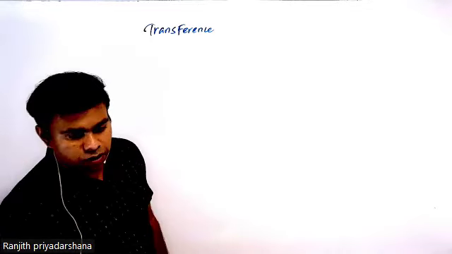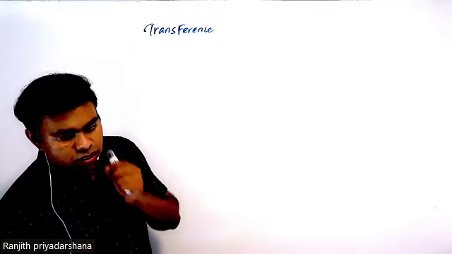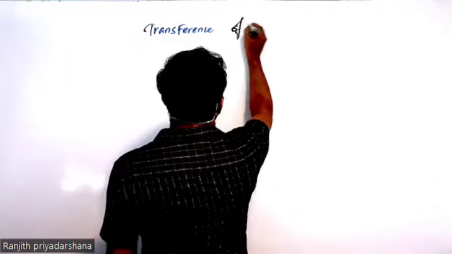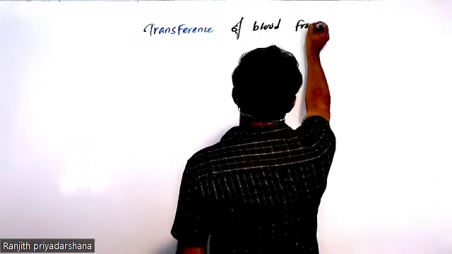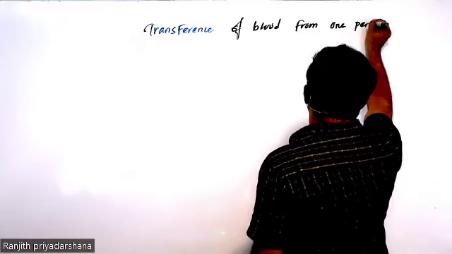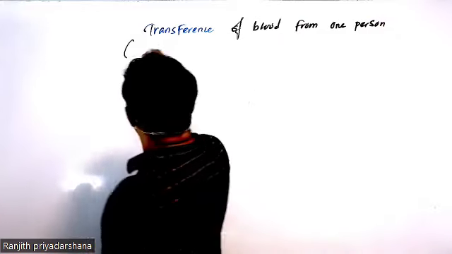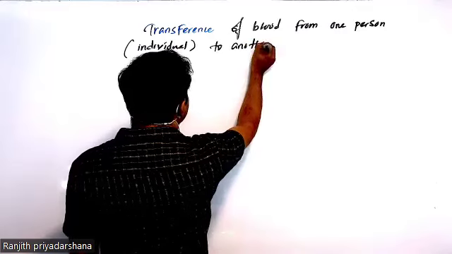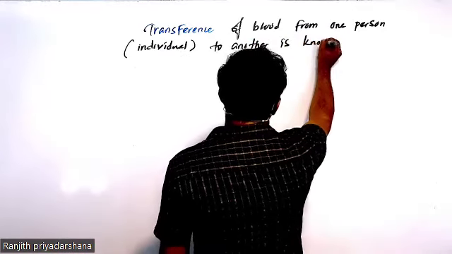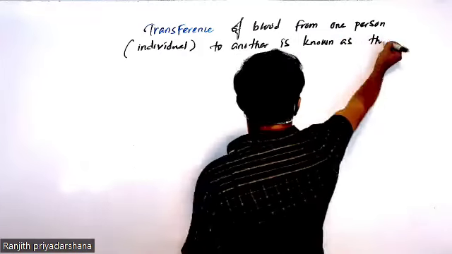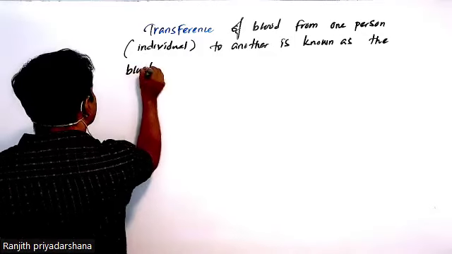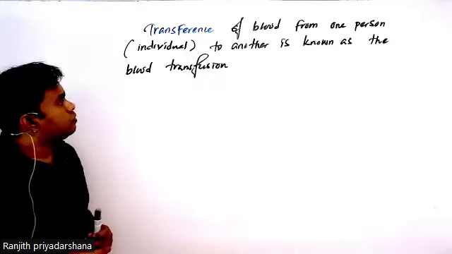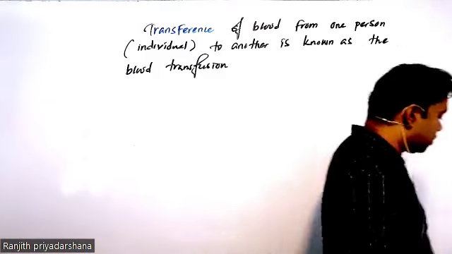Write down what blood transfusion is. Transfusion is the transference of blood from one person to another. Transference of blood from one person to another is known as blood transfusion.